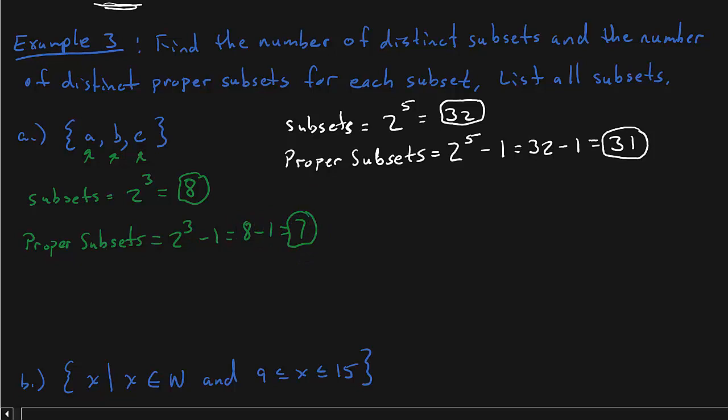Okay? Now, let's write out all the subsets. So I'm going to start with the empty set. And remember, I should have 8 subsets here. So then I'm going to have what? A, B, C. I just used each one on its own. And then I've got AB, AC, all right? And then I've got what? BC.